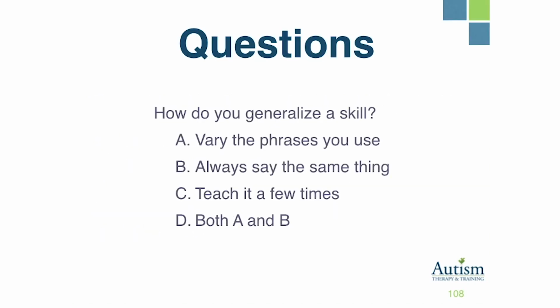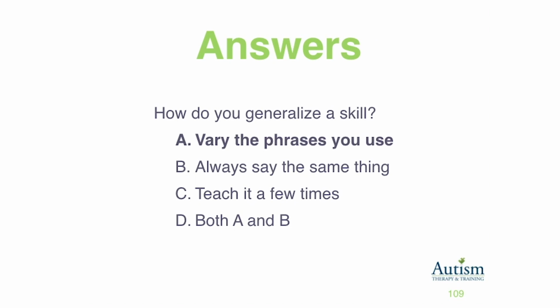How do you generalize a skill? A. Vary the phrases you use. B. Always say the same thing. C. Teach it a few times. Or D. Both A and B. And the correct response is A. Vary the phrases you use.